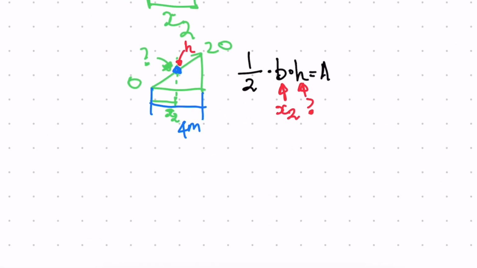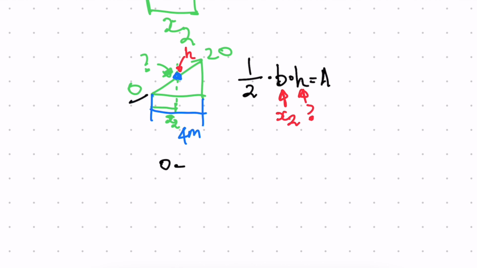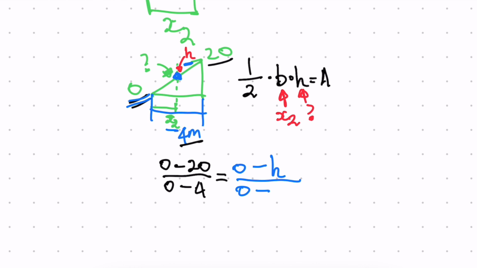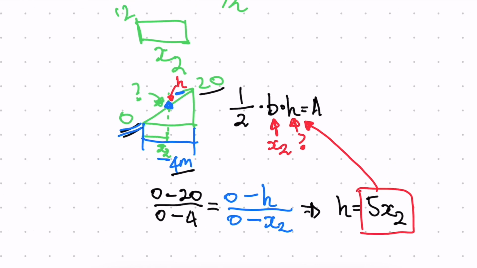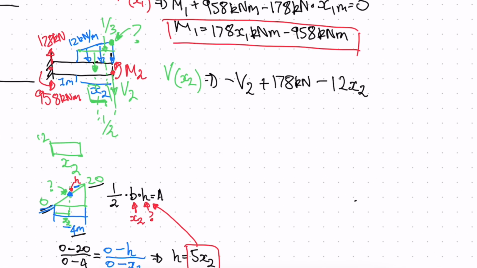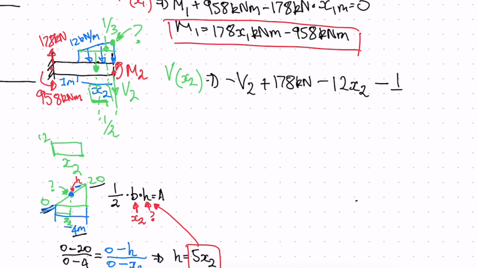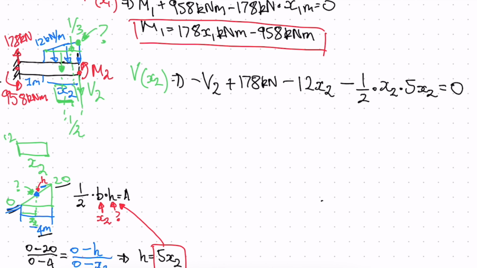We can use similar triangles to find our height. So we can write 0 minus 20 divided by 0 minus 4 meters, and this will be equal to 0 minus h divided by 0 minus X2. If we solve for h, we'll find h is equal to 5 X2. So we can plug in 5 X2 into here, and then we can find the area of our triangle, so we can find our force. If we come back to our equation, we have a negative 1/2 times X2 times 5 X2, and all of this will be equal to 0.